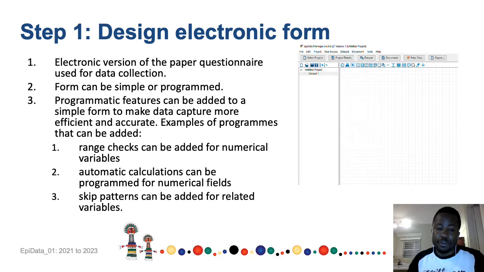There are other kinds of programs that you can add to your electronic forms, like automatic calculation of numeric fields and skip patterns for related fields. Take, for example, if someone doesn't smoke, you shouldn't be asking them how many times a day they smoke or how many cigarettes they smoke. So those are skip patterns. Now we'll go into all of this in detail when I do the video demonstration, okay?